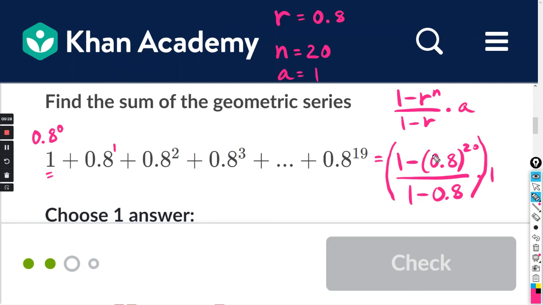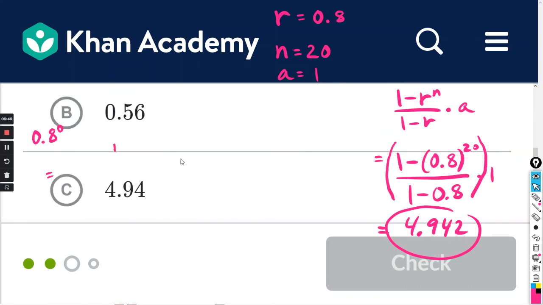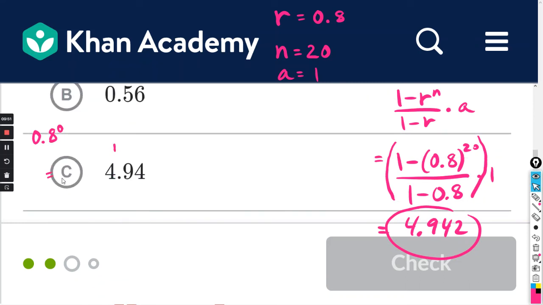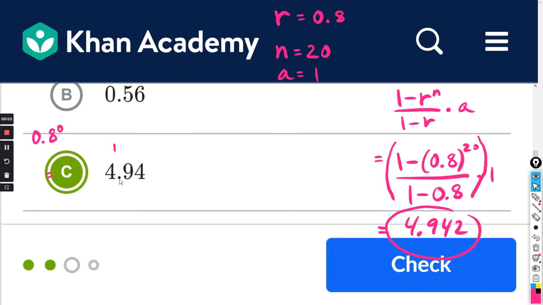I do the numerator first, I hit equals, and then I divide by parentheses 1 minus 0.8. On the calculator I get 4.942. So let's look at the choices. And answer C is the closest, 4.94.